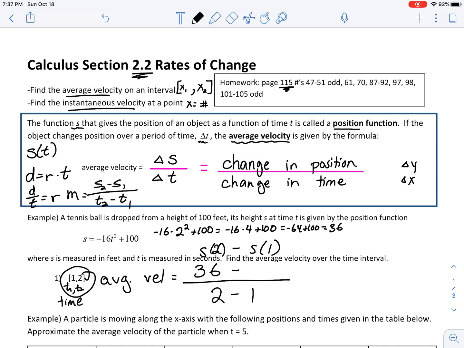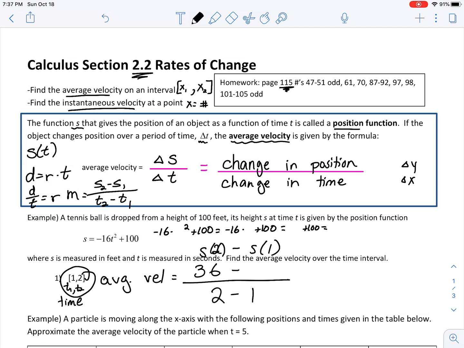Okay, so the original position of your tennis ball is 100 feet off of the ground. Now, at 2 seconds, we are 36 feet off of the ground. That's what that bit means. Okay, let's do this again, except we'll plug in 1 instead of 2. That number is going to change, and so will that.